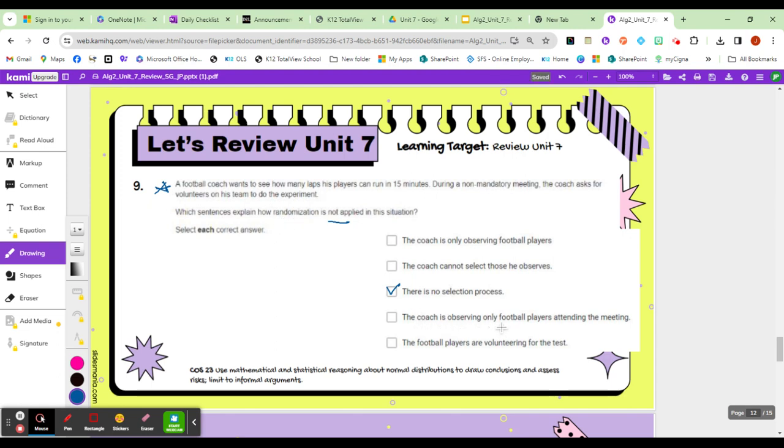The coach is observing only football players that are attending this meeting. That definitely shows that we're not doing anything that's random to collect data. And then the last one says that football players are volunteering. We know volunteering is a big no-no. That means that nothing is random there. So we're going to check those last 3.